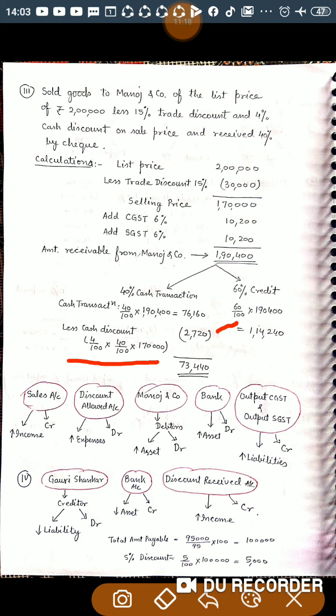This is the discount we have allowed to Manoj and company. After deducting this amount, the amount comes to 73,440. This is the actual amount we have received from Manoj and company through check, and this is the amount we have not received, we will receive in future. So 60% of the 1,90,400, that is 1,14,240.